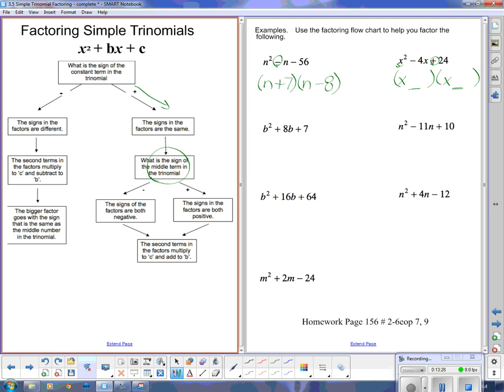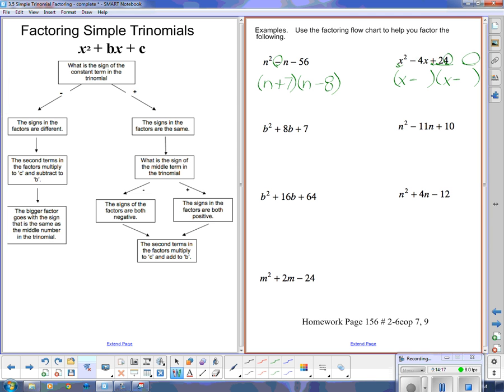What is the sign of the middle term in the trinomial? Well, the middle term over here has a negative sign. So since the middle term has a negative sign, I follow this branch and it says the signs of the factors are both negative. So I can put two negatives in here. And since they're negative, the second terms in the factors, I'm looking at this here, multiply to C. That's always true. They're always going to multiply to this last number. But since the signs are the same, they're going to add to B. So I need two numbers that multiply to 24 and add to 4.